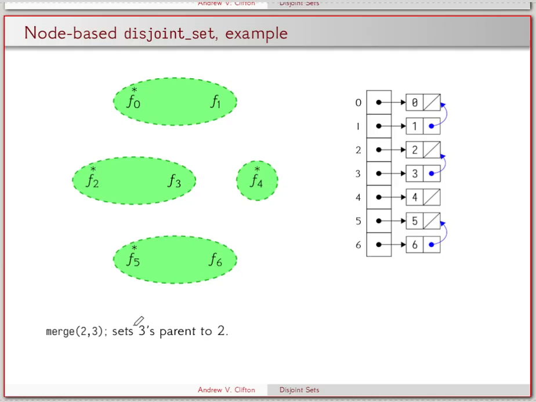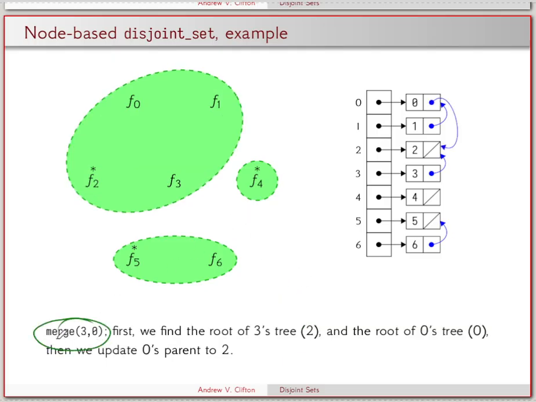All right, next we're going to merge 2 and 3. So I do that by setting 3's parent to 2. So now my trees are 0 with 1 as a child, 2 with 3 as a child, 4 as a root by itself, and then 5 with 6 as a child there. Those are my 3 things there like that. And then finally, what are we going to do? We're going to merge 3 with 0 here.